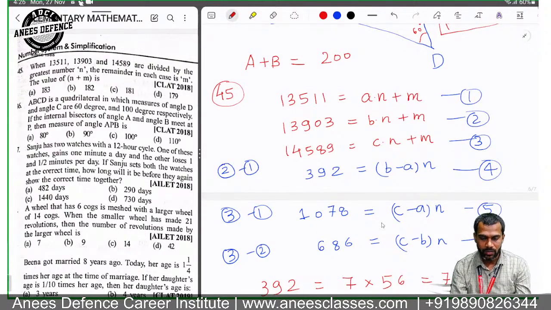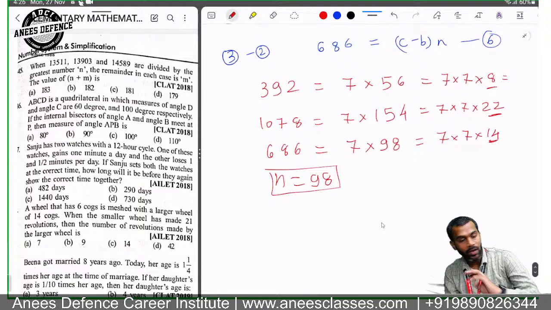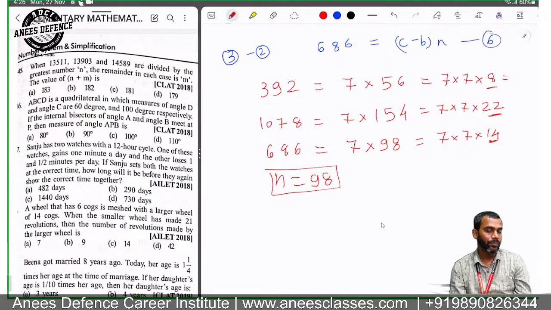So let us take 13511. We need to just divide it by 98. Whatever the remainder you will get, that will be M. And then we need to add both of them in order to get the final answer. Very easy question. Yes or no? Have you understood?